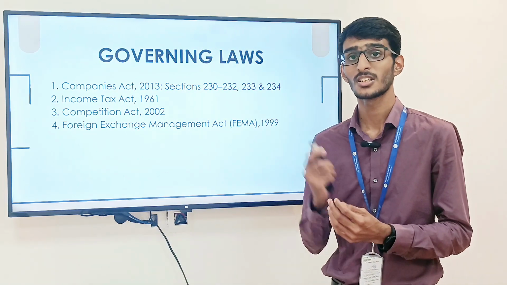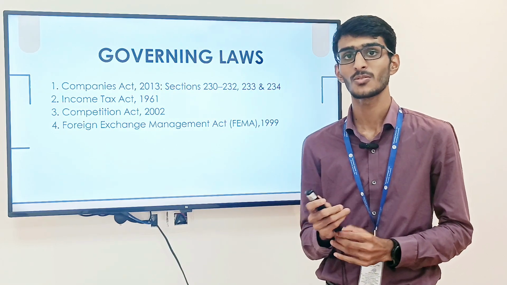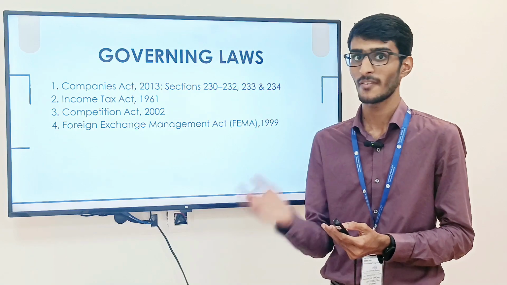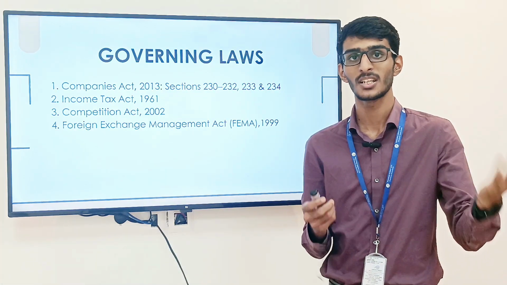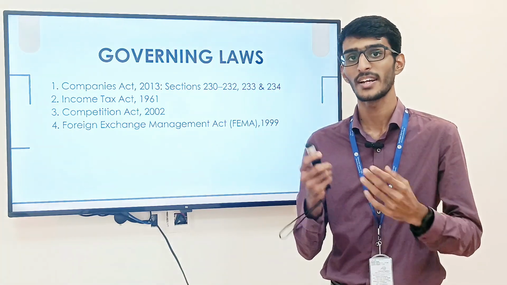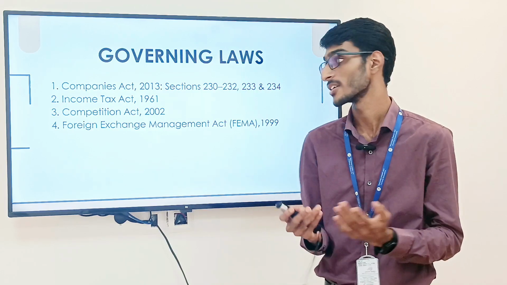Then comes section 234, which speaks about cross-border mergers. In cross-border mergers, one of the companies will be a domestic company, which is in India, a domestic private limited company, and then the other company will be a company outside India. So here there are two or more entities involved which exist in two different countries.